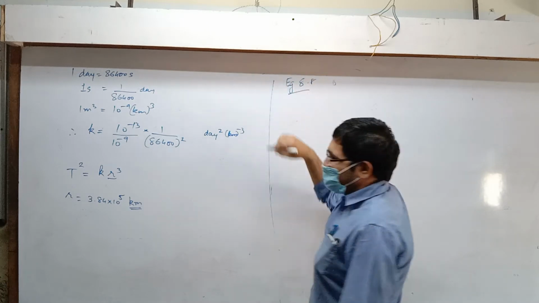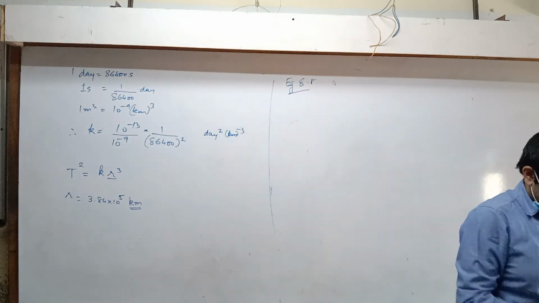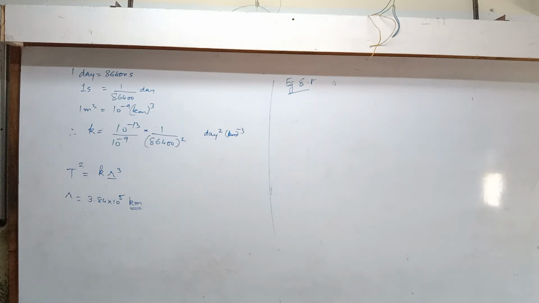Use proper units and you will get the right answer by putting it in the formula. Okay, example 8.8. This is worth doing, unlike the last two or three. So what does it say? A 400 kg satellite is in a circular orbit of radius 2 RE around the Earth. Draw the diagram.